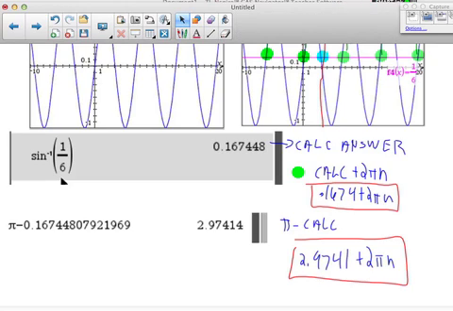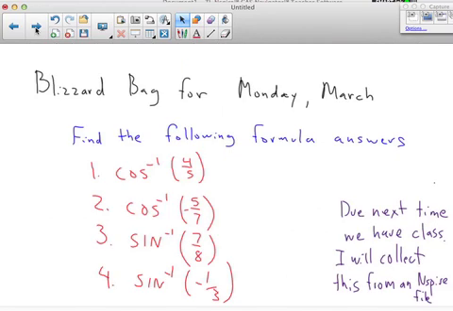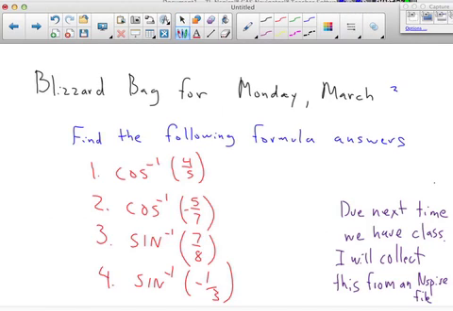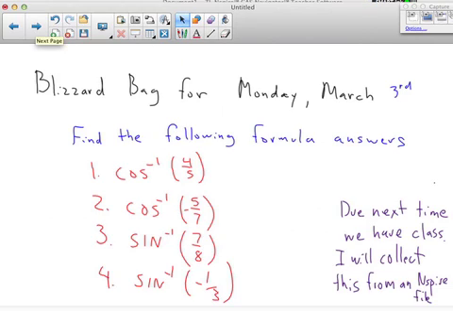Okay, now here's what I want you to do for homework. This is our blizzard bag for Monday, March 3rd, I believe it is. I want you to find the formula answers for two inverse cosine ones, and yes, it can be negative, and two inverse sine ones. Now, the way I'll collect your homework next time we have class, I'll have an Inspire file for you to type these two formula answers for each problem.